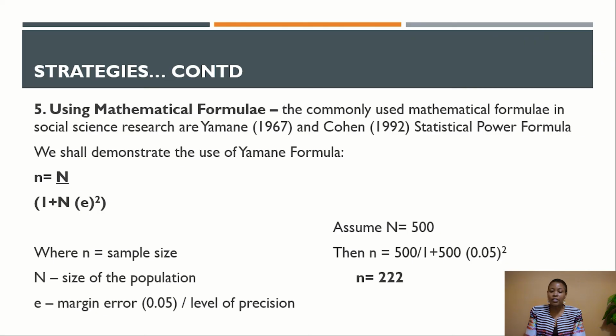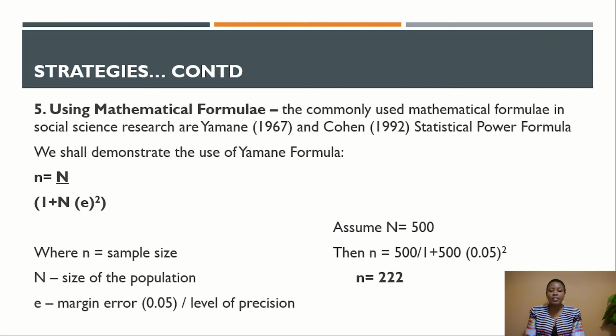So again, using the same example where N is 500, we input capital N as 500. It should be divided by 1 plus 500 multiplied by the margin of error, in our case 0.05 squared. Now when we calculate, we get that n is equal to 222.